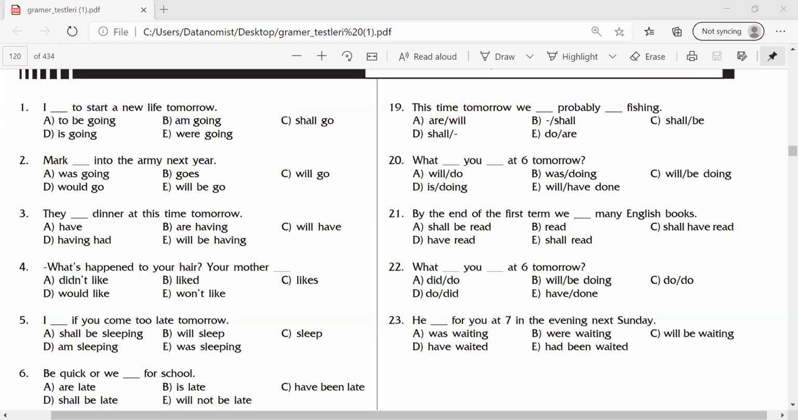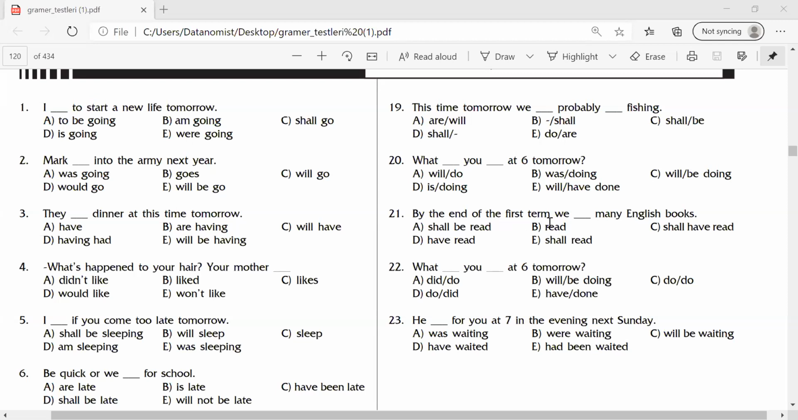21st one. By the end of the first term, we dash many English books. Give me your answer. By the end of the first term, we dash many English books. Guys, you give me your answer. Right or wrong?